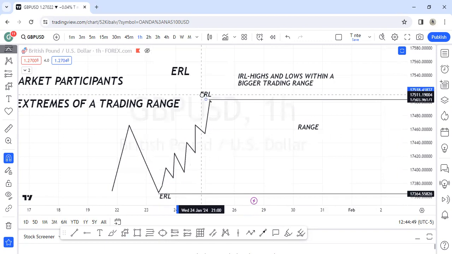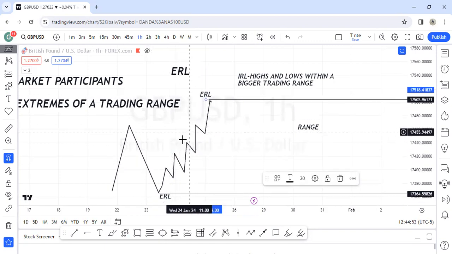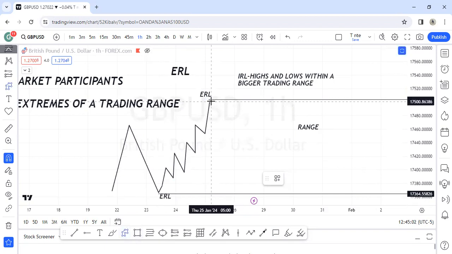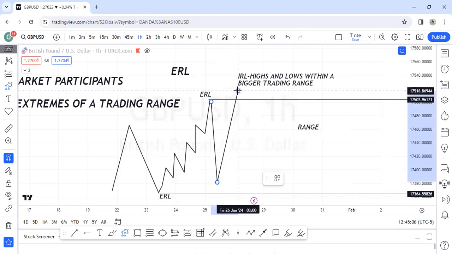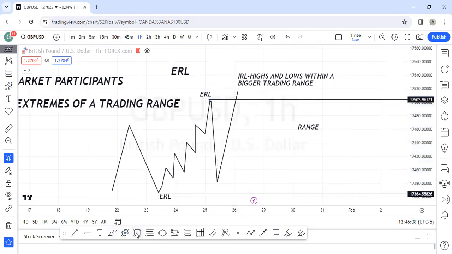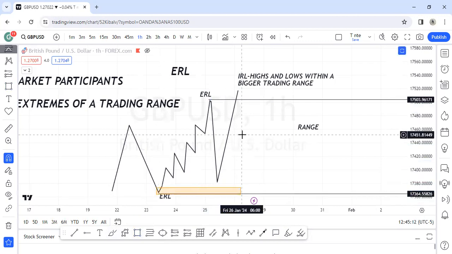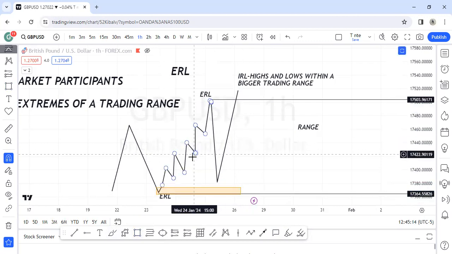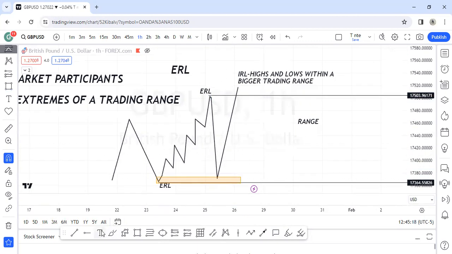While the external is this extreme high and this extreme low. All the structure that forms inside there is what we refer to as the internal range liquidity. The market usually goes to take all this liquidity out before buying. So most times, if you have an external order block here, the market will likely take out all this internal range liquidity before tapping the original order block there.